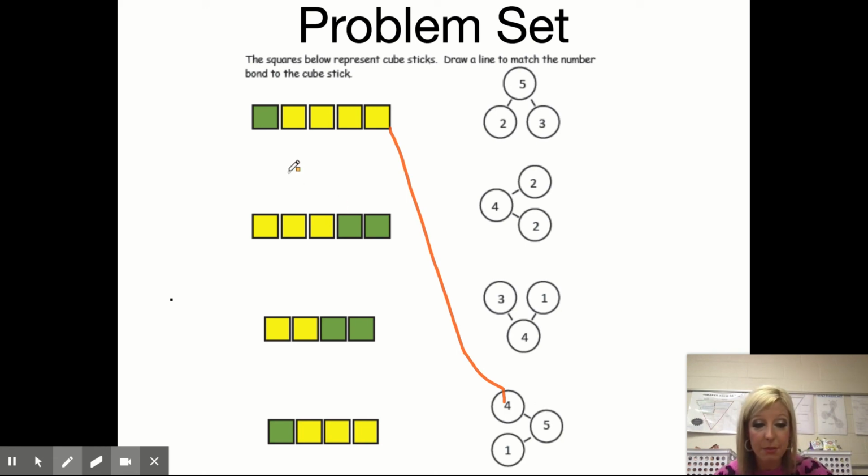Let's look at our next set of cube sticks. We have 1, 2, 3, 4, 5. So we have 1 more with 5 as our total. And then it decomposed those or broke them down into 2 because we have 2 greens and 3 yellow. Our next set of cube sticks has 1, 2, 3, 4.